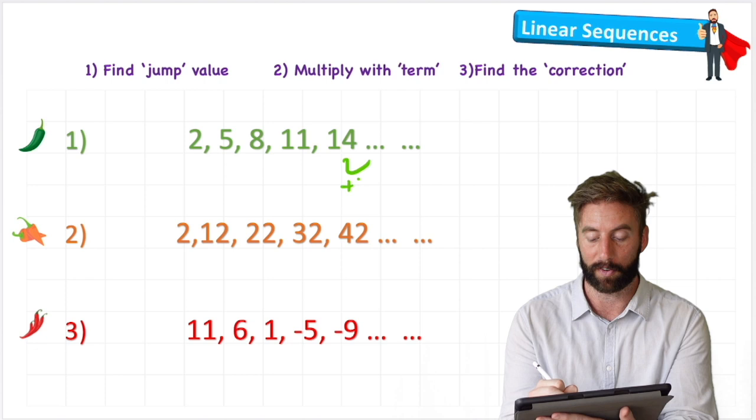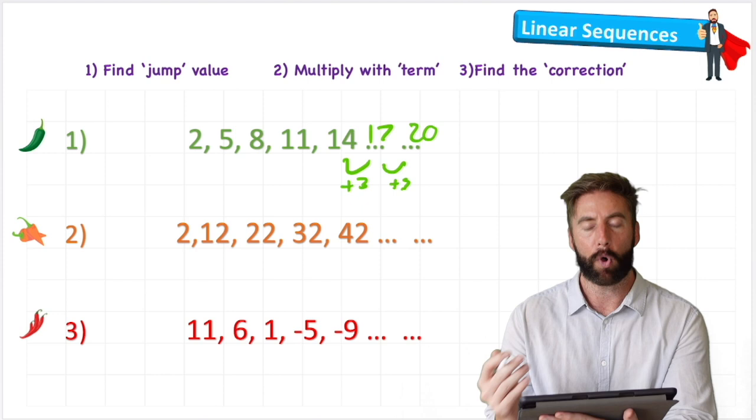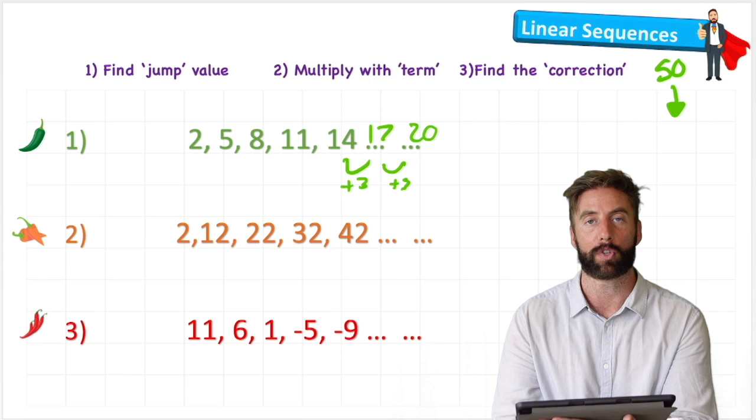I could add another 3, which would be 20. But what if I wanted to find out what the 50th term of this sequence was? Well, I need a formula, and that's what we're going to look at today.